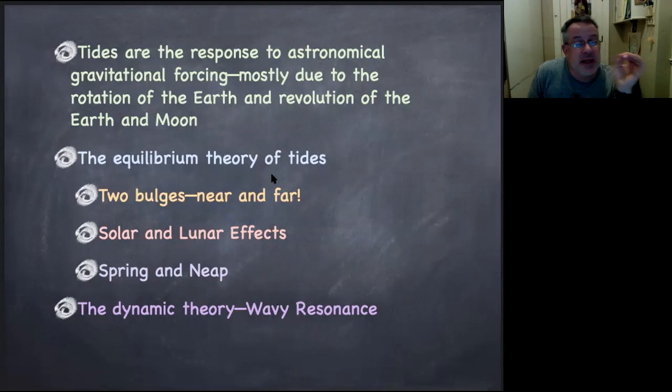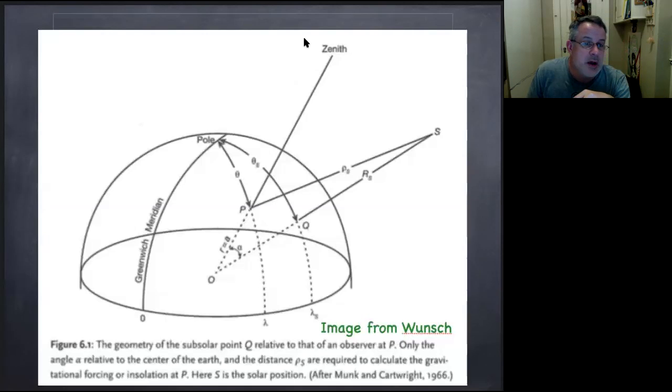So the key ideas in the equilibrium theory of tides are that there are two bulges, one near and one far. There's solar and lunar effects, and then there's something called spring and neap tides, which is when the solar and lunar effects are either in constructive interference, that's the spring cycle, or destructive interference, that's the neap cycle. So you can get all fancy about this, like Wunsch likes to, talking about the zenith angle and the meridians and whatever. There's a whole lot of geometry in tides.